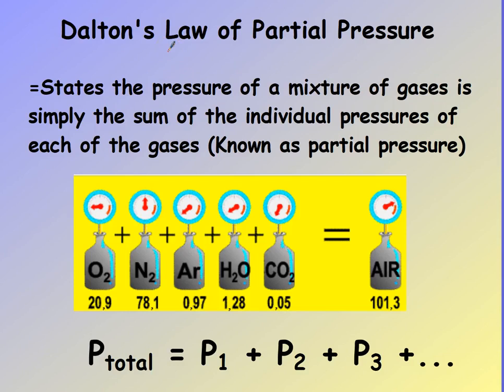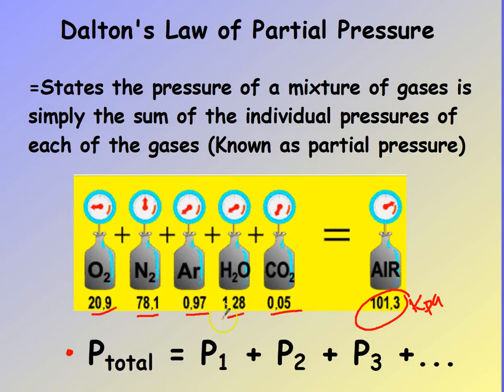Dalton's law is about partial pressure, and it states the pressure of a mixture of gases is simply the sum of the individual pressures of each of the gases, known as partial pressure. The air that you breathe has a bunch of different gases. If I add up the pressures of every single one of those gases, they should total up to STP, the standard pressure, which is 101.3 kPa, because that's what air is. And so here's my equation that you should write down.